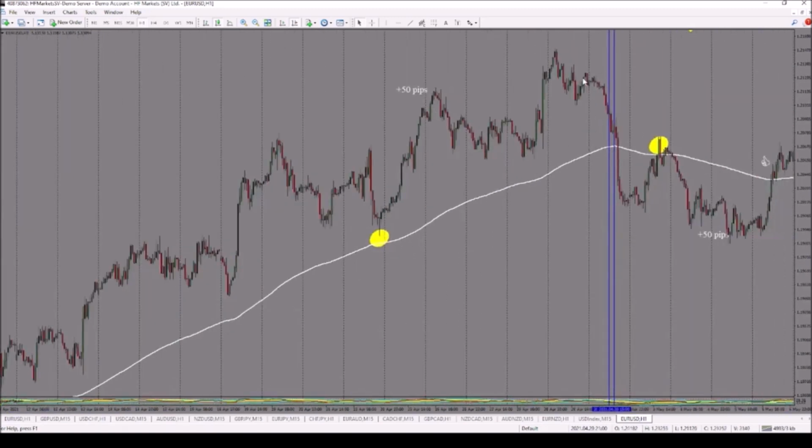Then at that point, we can see the market went below the 200 EMA, came back to retest that 200 EMA, and our 50 pips was actually banked.